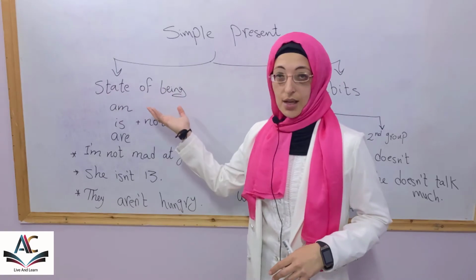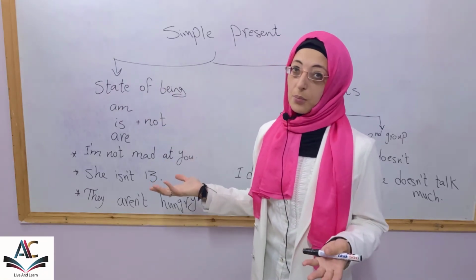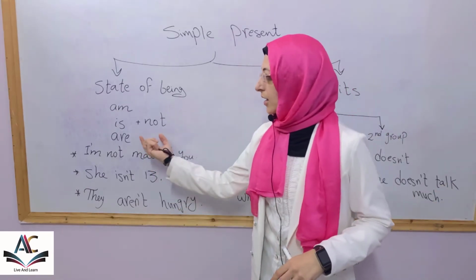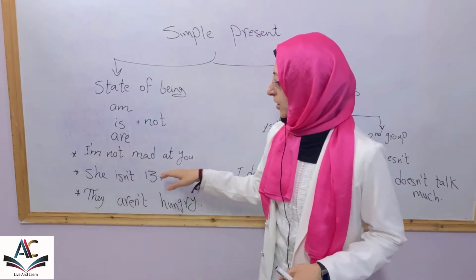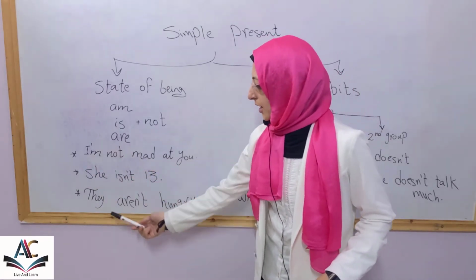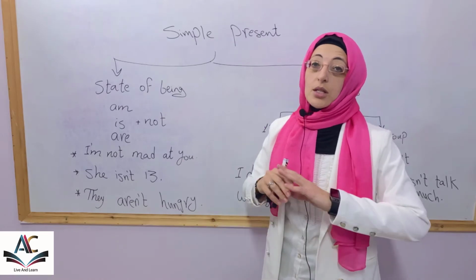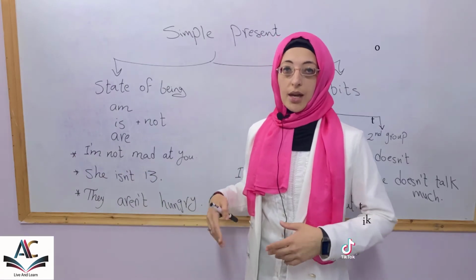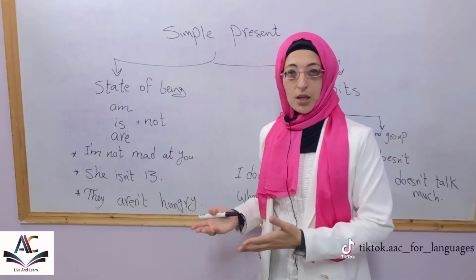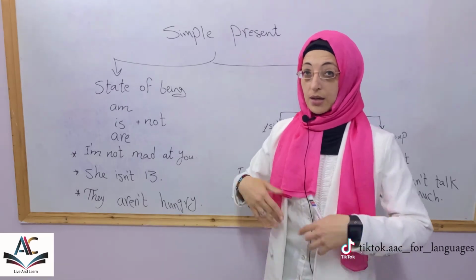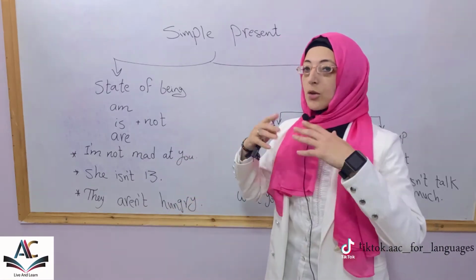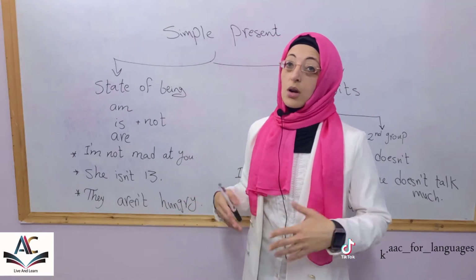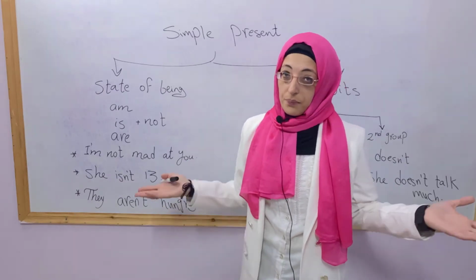If we're talking about the state of being, of course we have verb be: am, is, and are. So all you have to do is just add not. It's like, I'm not mad at you. She isn't 13. They aren't hungry. So it's like you don't change anything. You have the pronoun and then the verb be, am, is, and are. And after that you add not. After that you don't have so many choices. You're only allowed to use adjectives, nouns, or numbers, and colors, of course. So is it easy now?